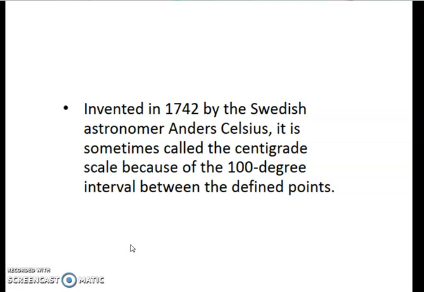Why do we call it centigrade? Because of the 100-degree interval between the defined points. There are two defined points for this scale. One is the freezing point of water, and the other is the boiling point of water.